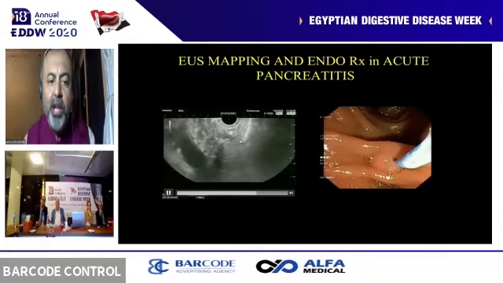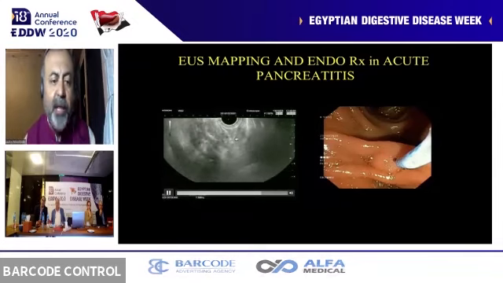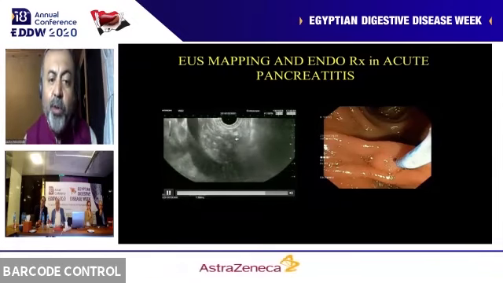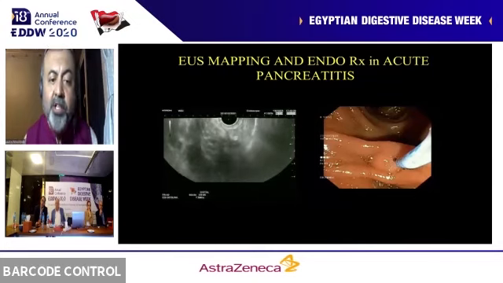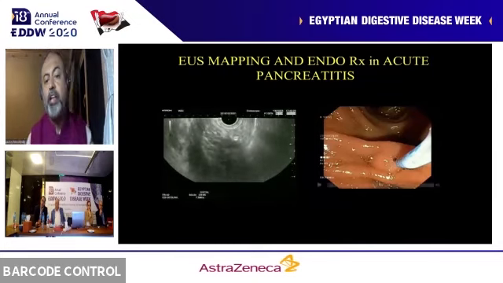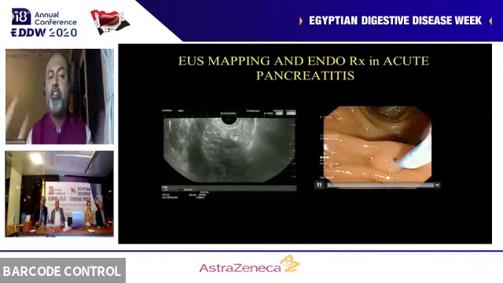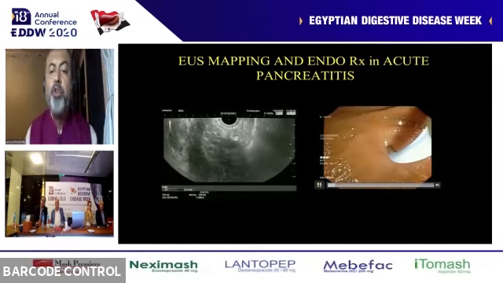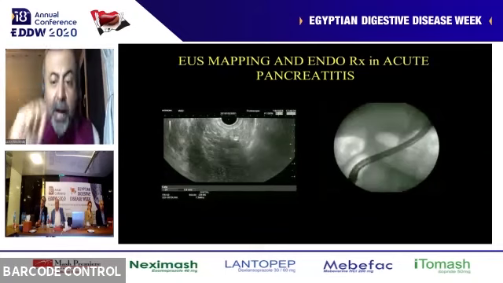I don't think any imaging on the planet can pick up this stone for me. No best CT scan, no best ERCP. Without EUS, you will be completely lost. So ladies and gentlemen, what's the next logical step? You have to do ERP, even in the acute pancreatitis setting.